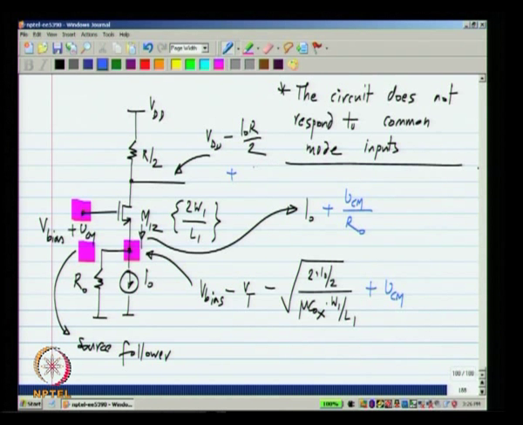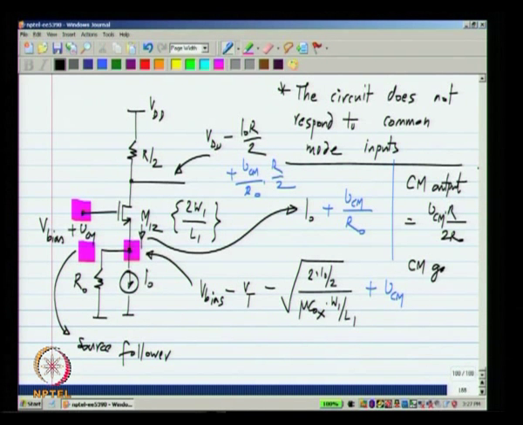So, we will have plus VCM by R naught times R by 2. Okay. So, the common mode input does have an effect on the output, it has a gain. The common mode output voltage is VCM by R naught times R by 2. Okay. The gain will be that divided by VCM. So, the common mode gain is R by 2 R naught. Okay.